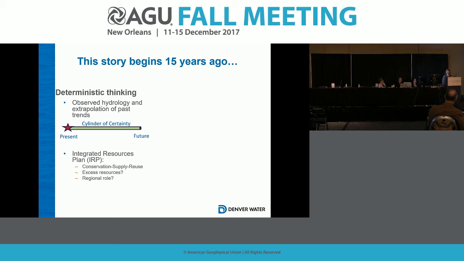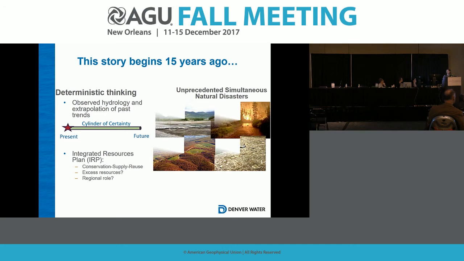So fast forward. Along comes the year 2002, and 2002 is a game changer across our state. What we're looking at here is the single worst year we've ever experienced on record. This is our largest reservoir in the top corner, and you can see that the docks are grounded. This is after a single year. Our water system is built to manage 4 years of drought in these reservoirs. This is a single year.